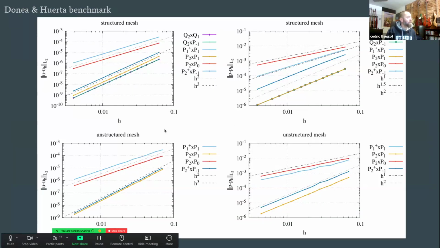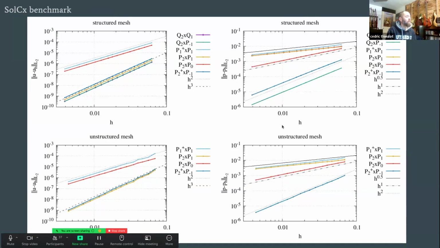We tested again the Donea and Huerta benchmark, and I'll spare you the details. We actually recovered all the expected rates from the literature. I will draw your attention to the fact that here we have the structured mesh results, and we have the unstructured mesh results here at the bottom. And what you will see is that the worst elements, the ones that showcase the largest errors, are actually the P1 plus P1 and the P2 P0 consistently. And all the others converge with the expected rates, so I'll spare you the details.